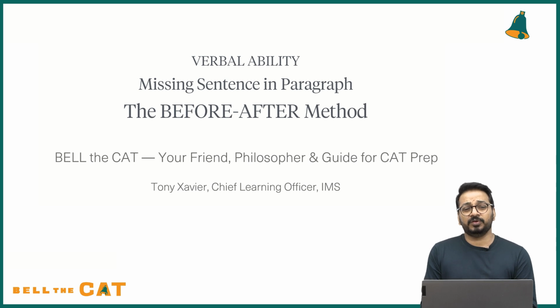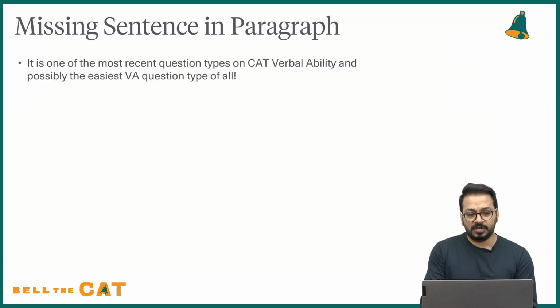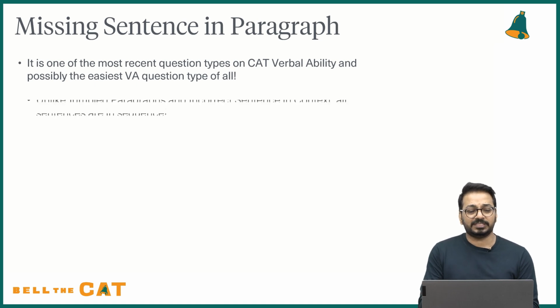In this particular video, I'll be looking at this question type called missing sentence in paragraph and the before-after method to solve that. So the missing sentence in paragraph, if you ask me, it's the most recent question type in CAT verbal ability. It was maybe just launched a couple of years back, and it's possibly the easiest VA question type of all. Why do I say that?